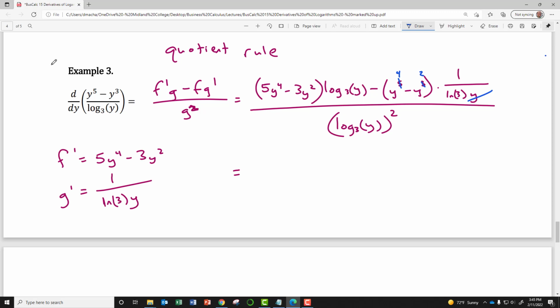I don't know, that's probably as simplified as it gets, because if I distribute these logarithm coefficients and then I combine like terms, that's going to look just as messy. And so this is really as good as it needs to be, in my opinion. So you can leave it just like this.